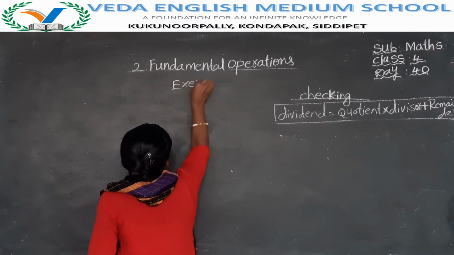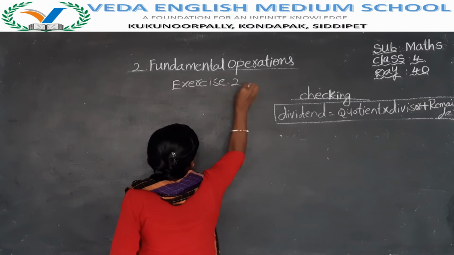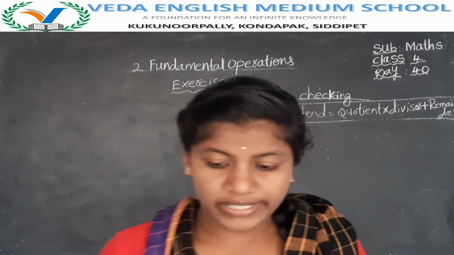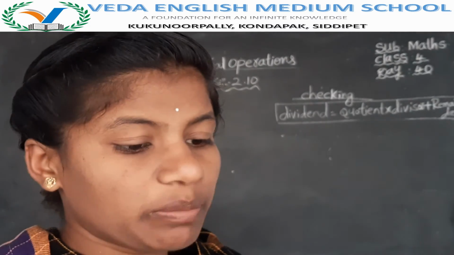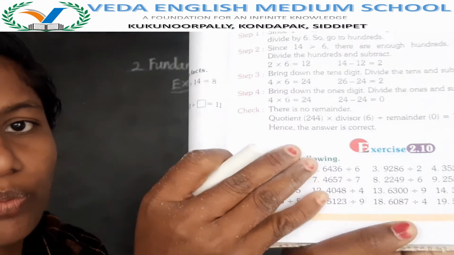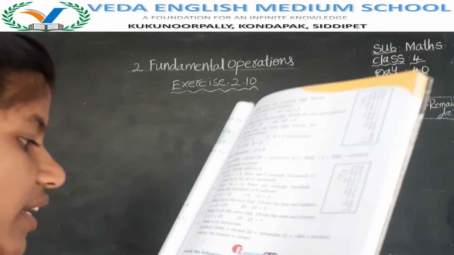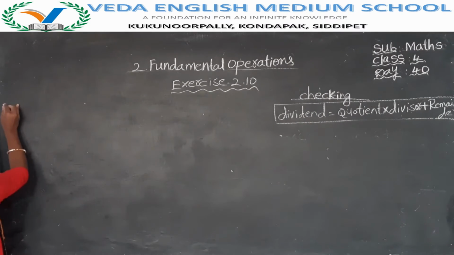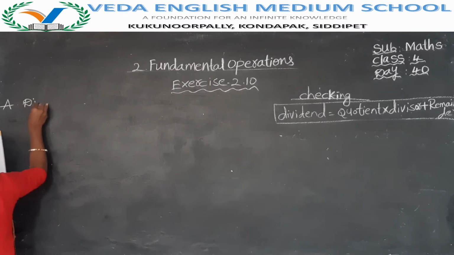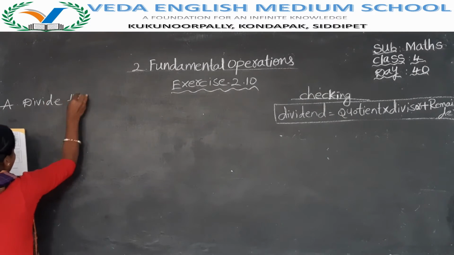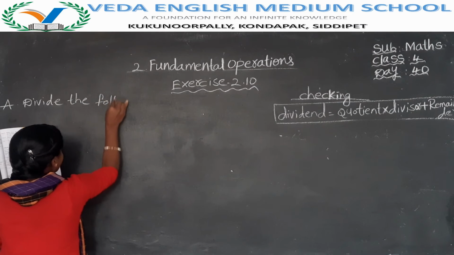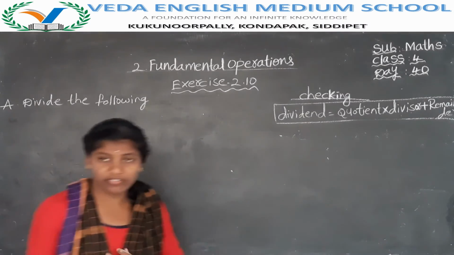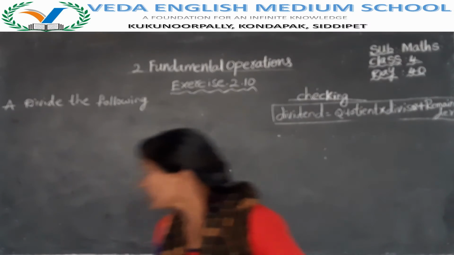Now, see in your textbooks, page number 39. In page number 39, we have exercise 2.10. In exercise 2.10, we have divide the following. Just first A bit, divide the following. Here we have to divide. No need to check. We just have to divide and find our divisor, quotient, remainder.